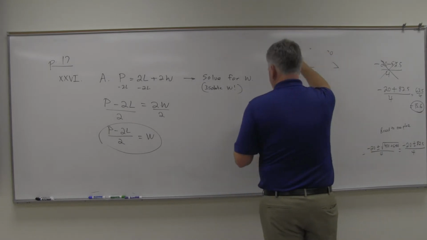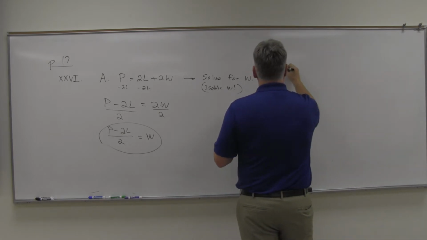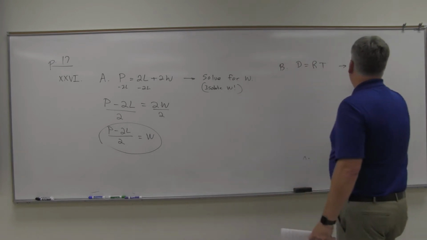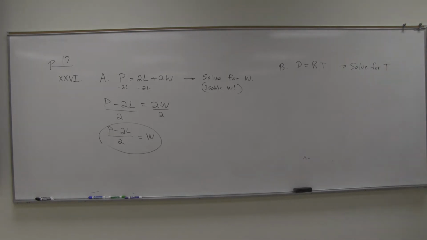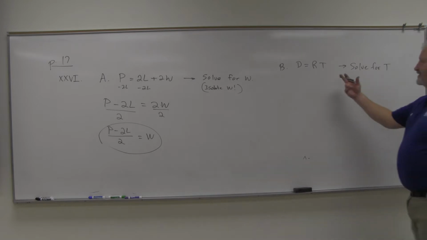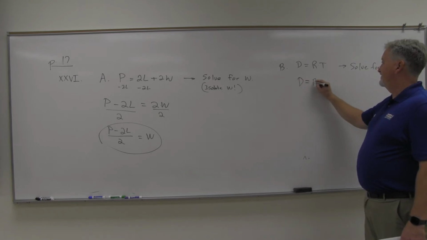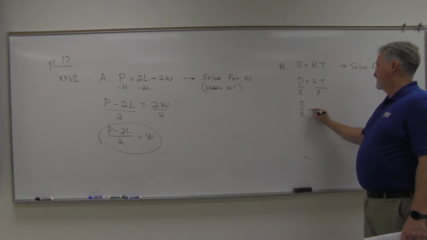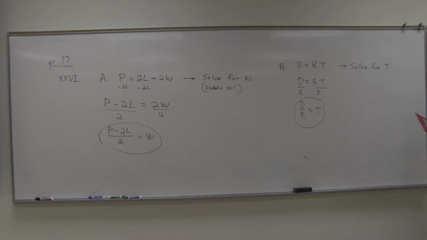So B has an even simpler one. Maybe we should have started with that one, but B, we've got D equals RT, and so let's solve that for T. So this is just a one-step deal, isn't it? To solve for T there, it's R times T, so just divide by the R. D over R, pretty simple. That's the distance rate time equation. All right, so a couple more.